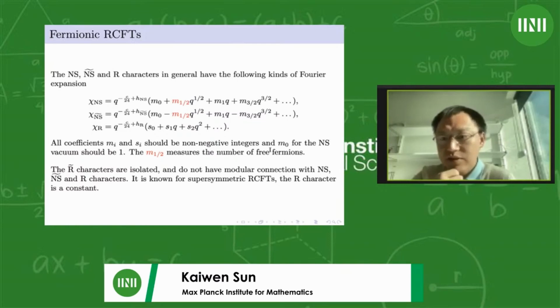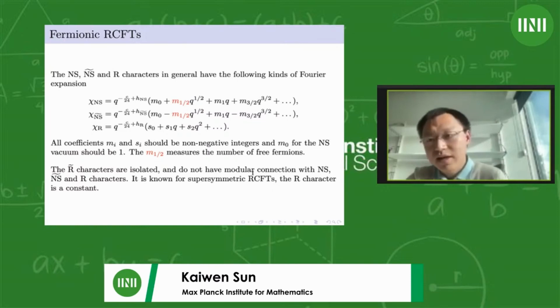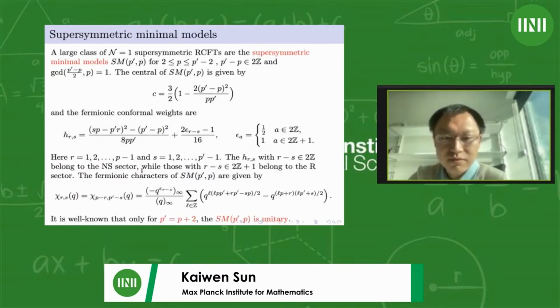And there are some special cases of fermionic rational CFTs, that is supersymmetric rational CFTs. It is known that for supersymmetric rational CFTs, which means the bosonic degrees and fermionic degrees are balanced, then the R characters will be constant. Right, so these are some, for example, supersymmetric rational CFTs known in the 1980s.